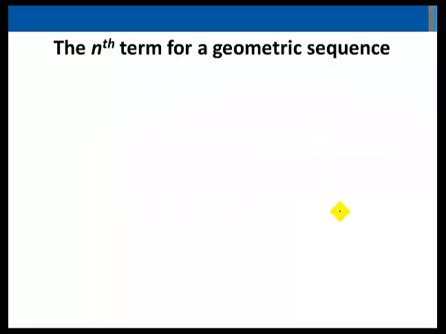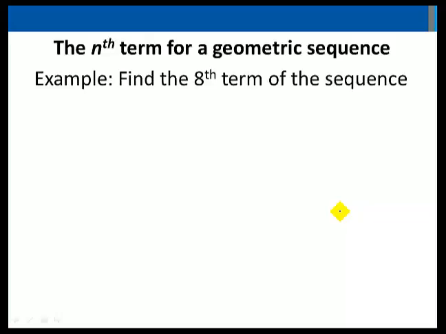The nth term for a geometric sequence. For example, let's find the 8th term of the sequence 1, 1/2, 1/4, 1/8, etc. Notice that as we go from the first term to the fourth term, we multiply by 1/2 three times. So to find the 8th term, we will take 1 times 1/2 raised to the power 7, and that will give us an 8th term of 1 over 128.